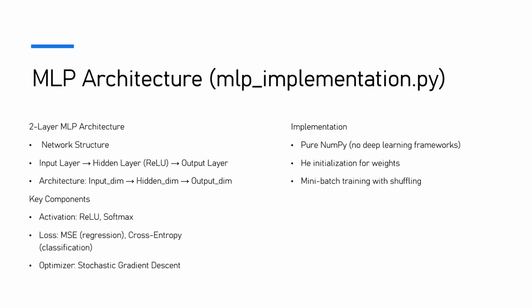The network is trained using stochastic gradient descent with mini-batches. All weights are initialized using Kaiming initialization, which is specifically designed for ReLU networks. This implementation demonstrates the fundamental building blocks of neural networks without relying on high-level frameworks.